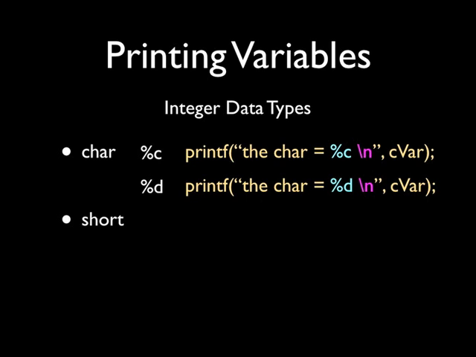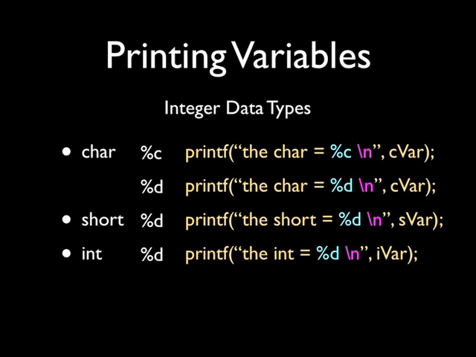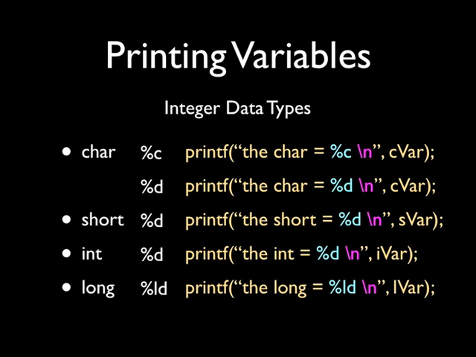We can use a short, that's also going to use %d to print out the numerical value. So in this case, we're printing out svar's value to the screen. Now, svar could be any variable whatsoever. That's just the name of the variable for this example. Int, %d, print out the value to the screen. For a long though, now it actually changes. We have to use %ld because this is a long int. So %ld for this one. You can see there we print out lvar to the screen using %ld.